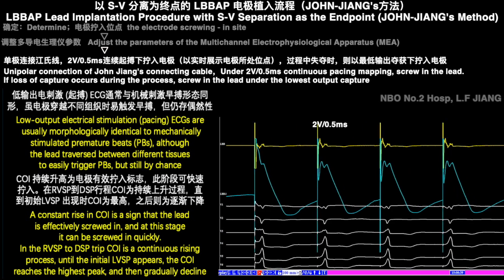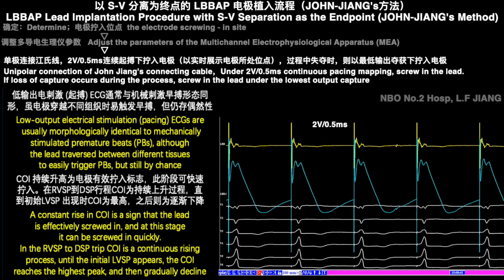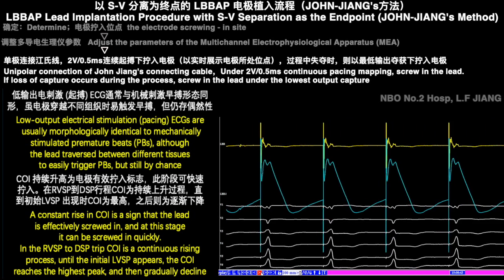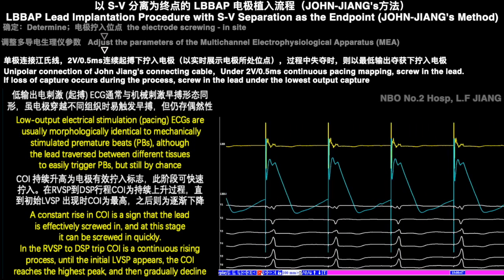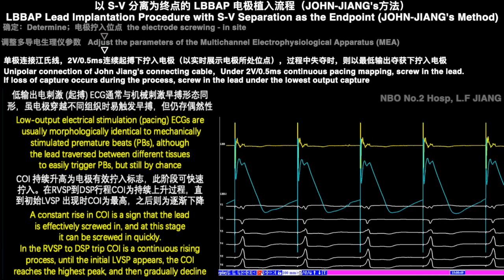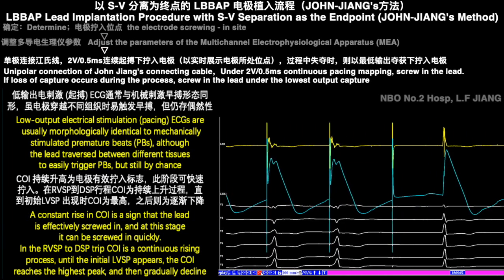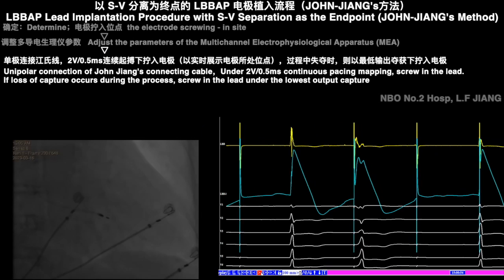A constant rise in COI is a sign that the lead is effectively screwed in, and at this stage it can be screwed in quickly. In the RVSP to DSP trip, COI is a continuous rising process until the initial LVSP appears, when the COI reaches the highest peak and then gradually declines.